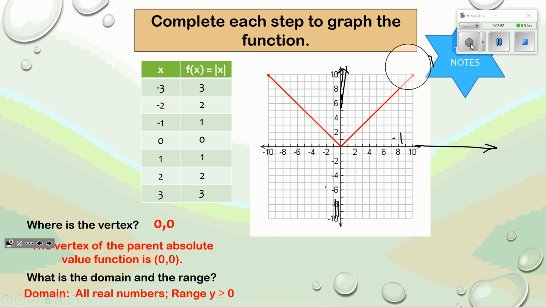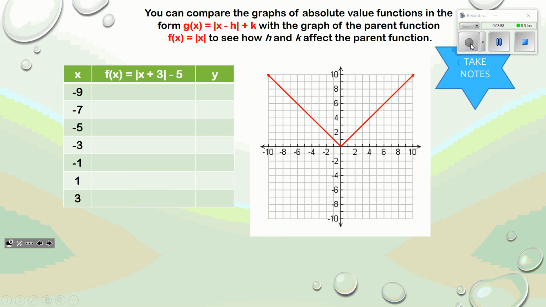Now we're going to take this parent function and we're going to learn how to shift it left and right and up and down. This absolute value function is a little more complicated. Notice that we actually have some mathematical things that we have to do, but again, we're going to plug in the x values and we are going to solve. So in the first one, that would be taking the absolute value of -6 plus 3, which is -3, but the absolute value would be 3, and 3 minus 5 is -2.